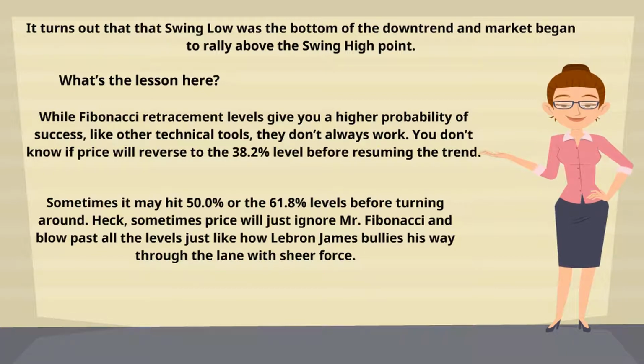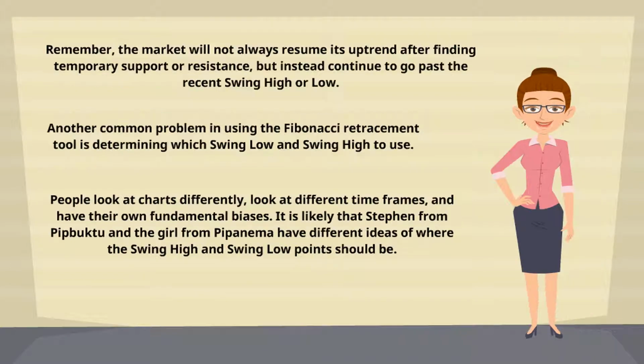While Fibonacci retracement levels give you a higher probability of success, like other technical tools, they don't always work. You don't know if price will reverse at the 38.2% level before resuming the trend. Sometimes it may hit 50.0% or the 61.8% levels before turning around. Heck, sometimes price will just ignore Mr. Fibonacci and blow past all the levels, just like how LeBron James bullies his way through the lane with sheer force. Remember, the market will not always resume its trend after finding temporary support or resistance, but instead continue to go past the recent swing high or low.